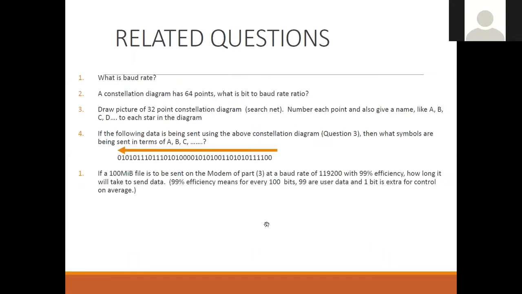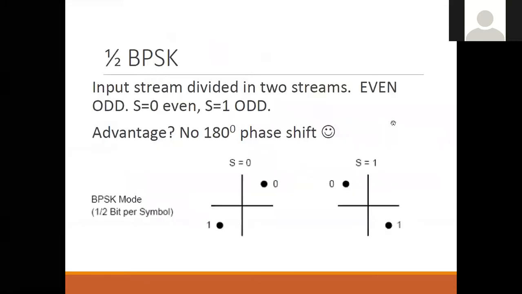So these are some of the related questions that you could prepare. What is baud rate? Draw a diagram that has 64 points. What is the bit to baud rate ratio in this case? Maybe draw a picture of a 32-point constellation diagram. You can search the net for that. Give each point a name.